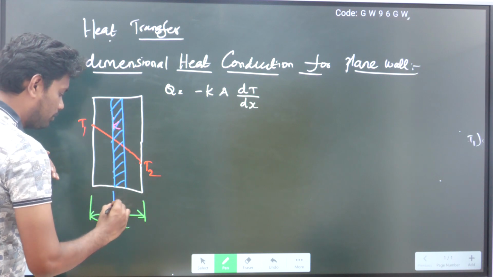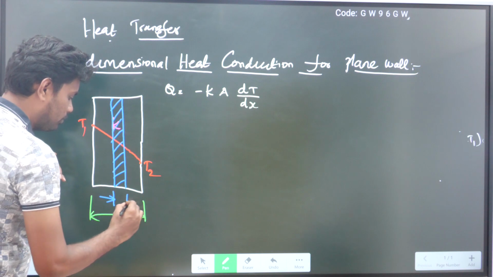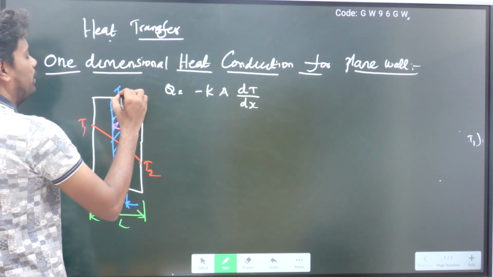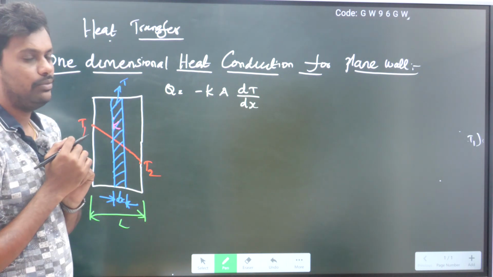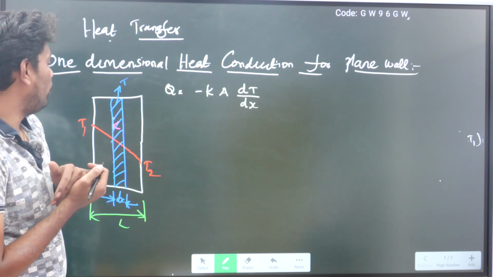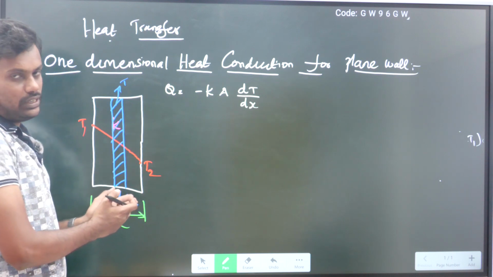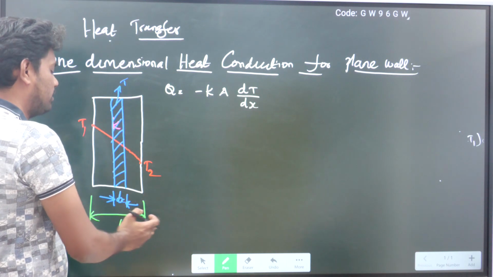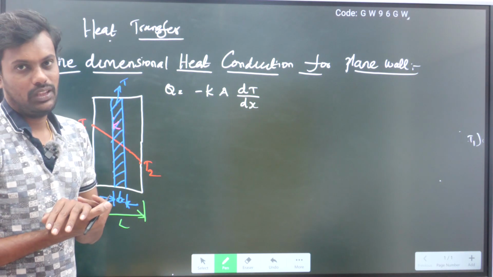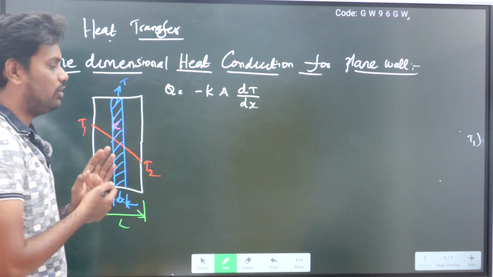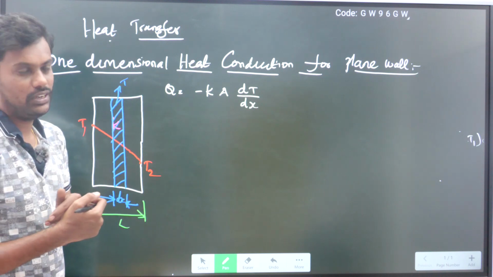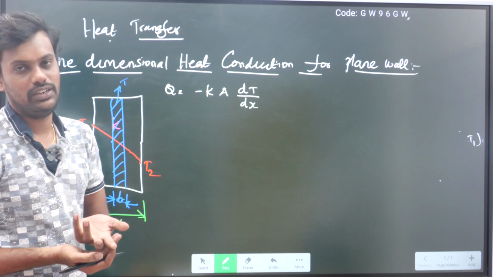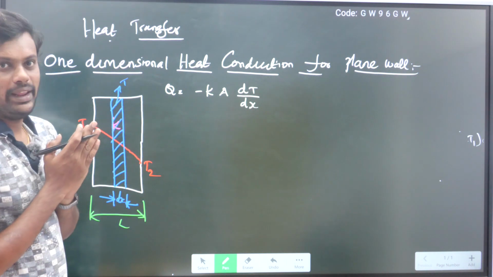For example, I am considering this small section, the cross section I am taking. This we take as dx, and the temperature at this point is T. Here I am going to find out the one dimensional heat conduction equation initially for this section. Then if I integrate over this section, I can find out the one dimensional heat conduction equation for the wall which has the length of L. Instead of concentrating on the whole wall, I am just going to simplify and integrate. Then I will get the one dimensional heat conduction equation for this plane wall.